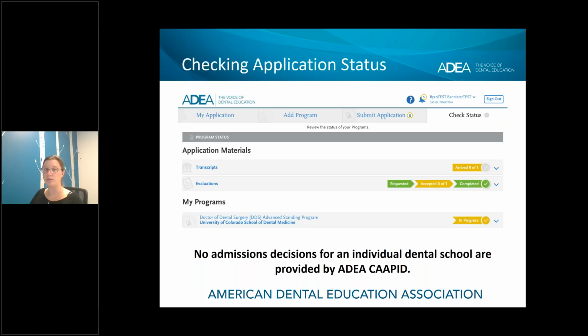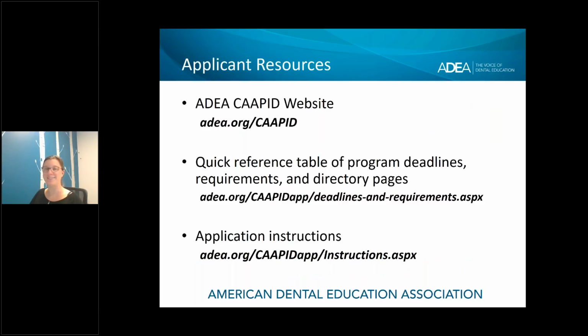Here is a list of applicant resources that you can find additional information to help you prepare for and complete the application. This information is available on the ADEA CAAPID website and includes a quick reference tab of all programs, including their deadline date, foreign transcript evaluations, and National Board Dental Exam requirements. Full program profiles with contact information, application requirements, TOEFL score report preferences, and supplemental application fee instructions are also available. In addition to these program profiles, full CAAPID application instructions are also provided and are currently updated to help all applicants in completing the online application.